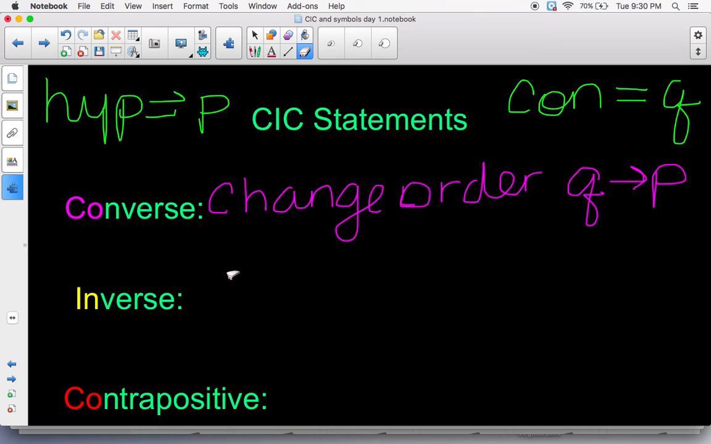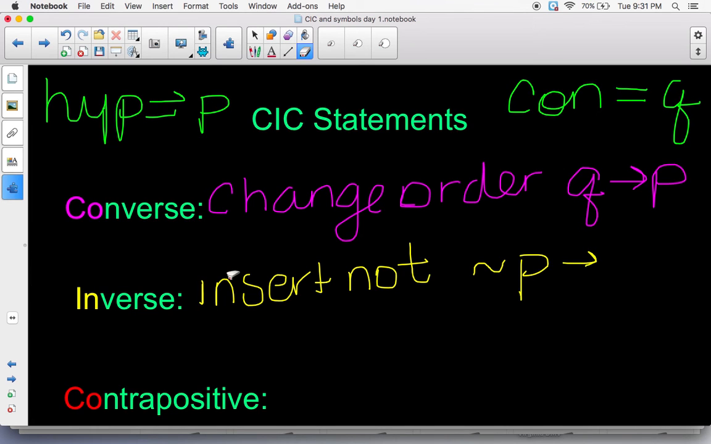Now, if I'm talking about inverse, do you notice I use IN? And that helps me remember what inverse means. Inverse means to insert nots. So we're going to do the opposite of what it says. So instead of P Q, it's going to be not P, and that squiggly represents not, Q.